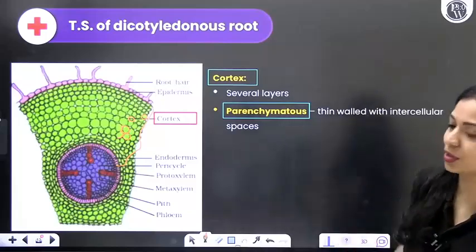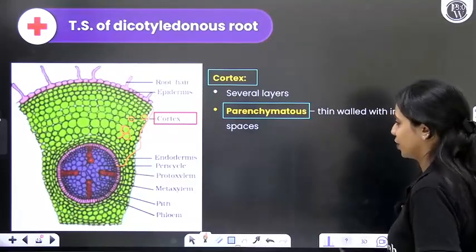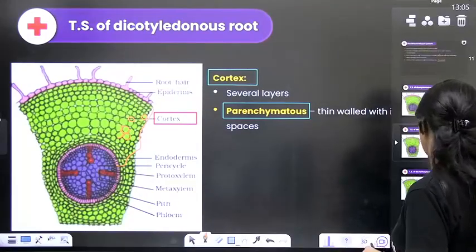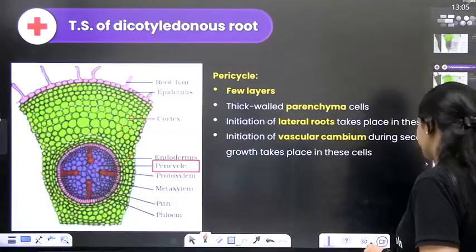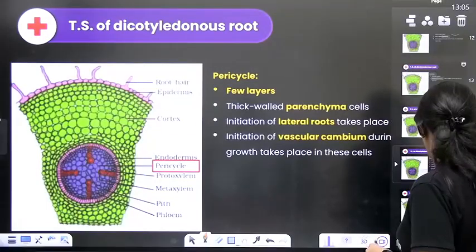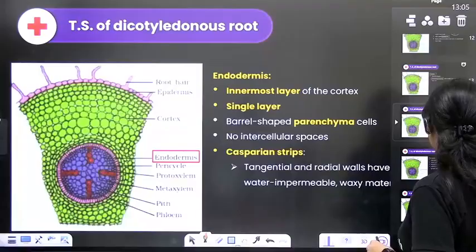I will ask you, then you should tell me. Okay, so that's about your cortex. Next, we have, wait, I think I forgot one thing. I didn't talk about our endodermis at all.